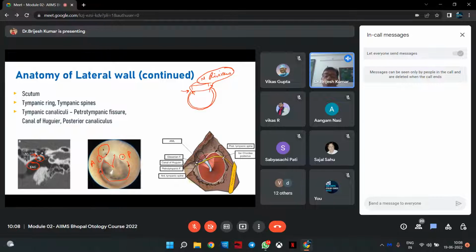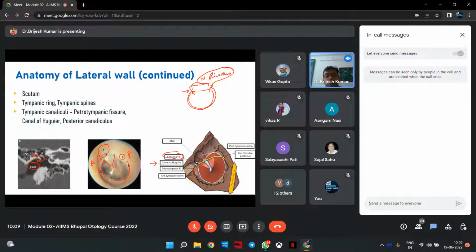This is another figure of the lateral wall showing the petrotympanic fissure. You can see here, and at its medial end there are two canaliculi, the Glaserian for the anterior ligament of the malleus, which gets attached to the spine of the sphenoid bone, and there is the canal of Huguier. This is the anterior canaliculus for the chorda tympani. Pardon me if I did not pronounce these terms appropriately.